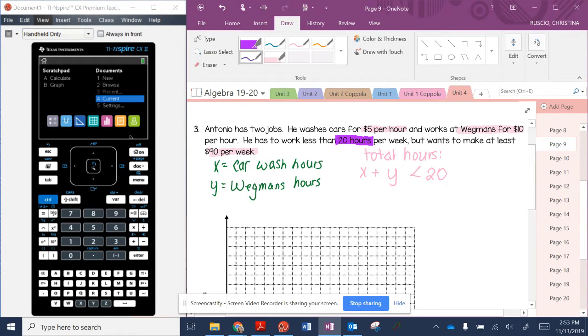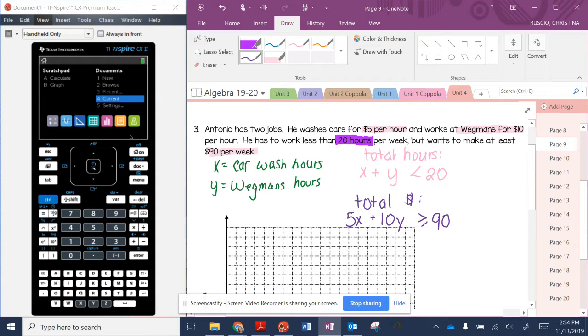And then we talked about there being a total money inequality. I think I called it an equation. That was silly because it's not an equation, it's an inequality. So total money has to be what? Smaller? Oh, no, bigger. At least. Oh, at least. Isn't that the tricky one? So it has to be more than or equal to $90. So $5 per hour at the car wash, X, plus $10 per hour at Wegmans, Y. And there we have it.